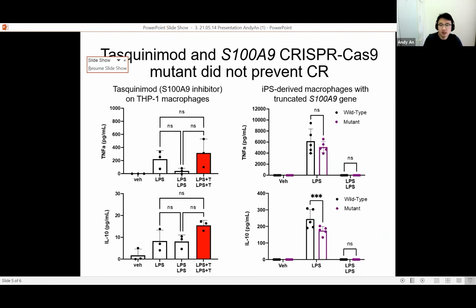Next slide, please. So if S100A9 induced cellular reprogramming, I then wondered if inhibiting or removing S100A9 could prevent CR. So on the left, I first used an S100A9 inhibitor called tosquinamod and added it with LPS to THP1 macrophages to see if the dampening of the TNF-alpha response could be prevented. However, the difference was not statistically significant despite trending towards prevention. And IL-10 also had no significant differences. And then on the right, I used CRISPR-Cas9 to mutate the S100A9 gene in induced pluripotent stem cell derived macrophages to create a truncated S100A9 protein. But again, the mutant macrophage was still able to become reprogrammed. So overall, neither inhibiting nor mutating S100A9 affected cellular reprogramming induction.